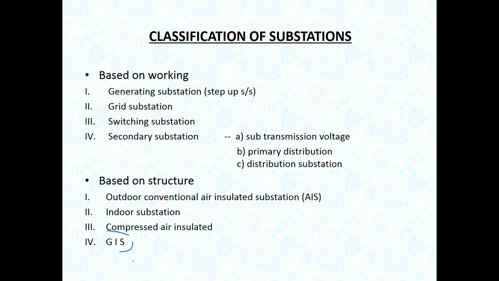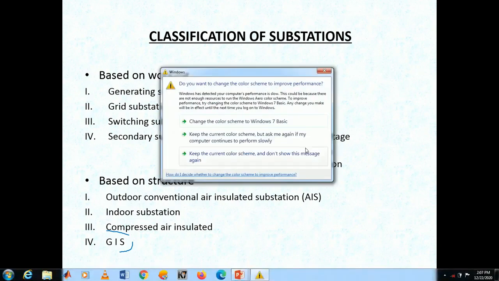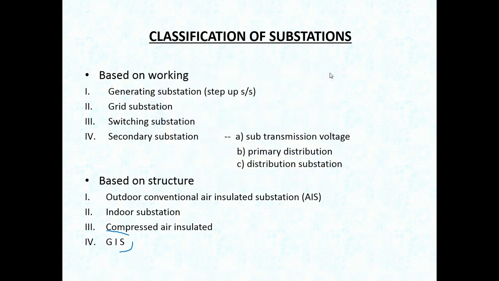Outdoor conventional air insulated substation, that is outdoor substation. Mostly we use indoor substations below 66 kV. Indoor substation is 66 kV below. Outdoor we prefer because the insulation problem is solved.